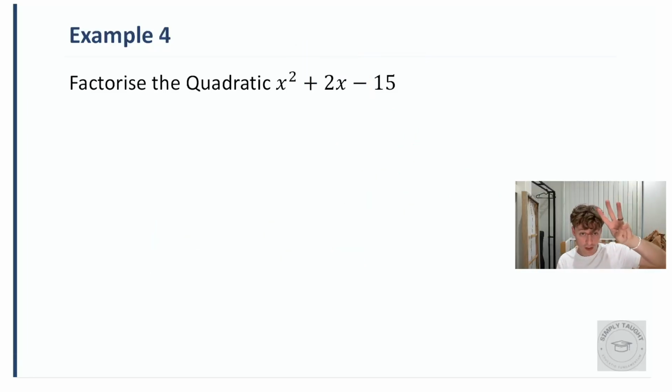Okay, the third version of this question. I've now changed it up a little bit. I have a minus sign.